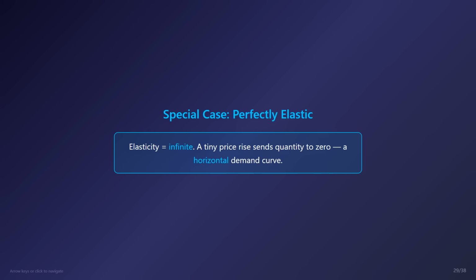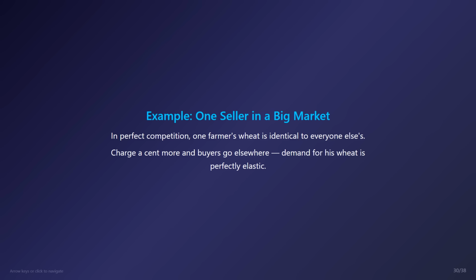The opposite extreme is perfectly elastic demand, where elasticity is infinite. Here, even the tiniest price rise sends quantity demanded all the way to 0, so the demand curve is a horizontal line. Think of one wheat farmer in a huge market. His wheat is identical to everyone else's. If he charges even a cent more, buyers simply go to another seller. The demand for his particular wheat is perfectly elastic. We'll meet this idea again in equilibrium.